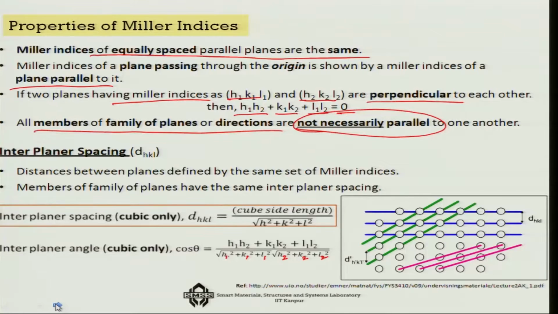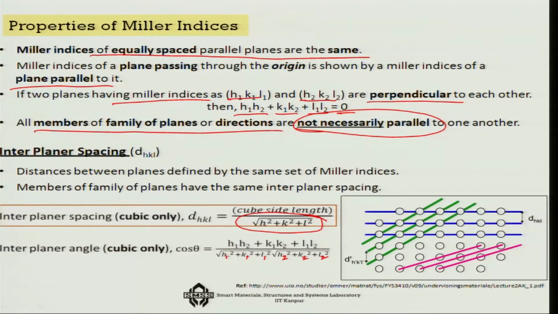Interplanar spacing is a very important one. The interplanar spacing d h k l, for a cube, is the cube side length over the square root of h square plus k square plus l square, where h, k, l is the Miller index.